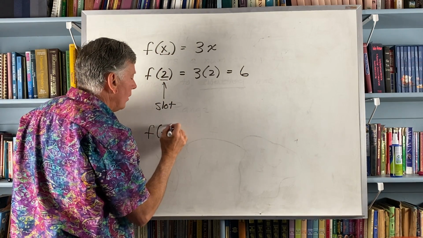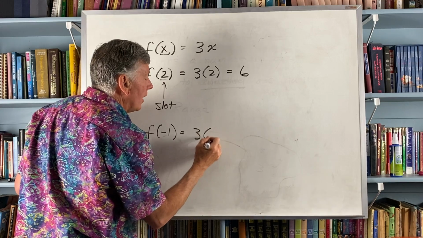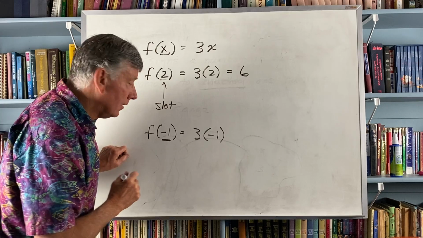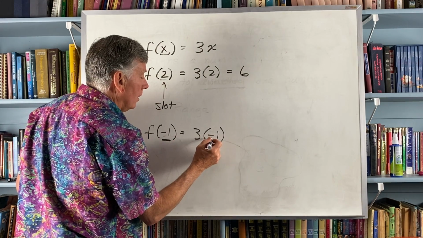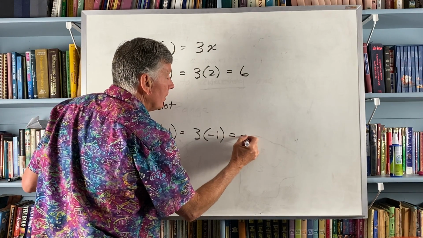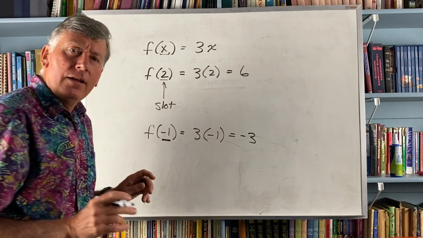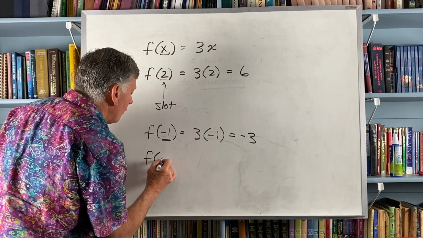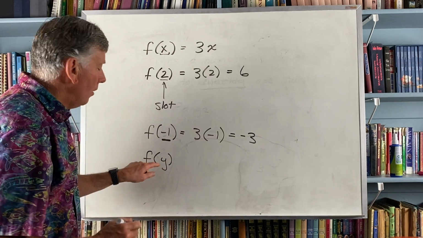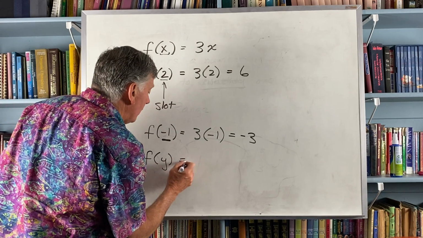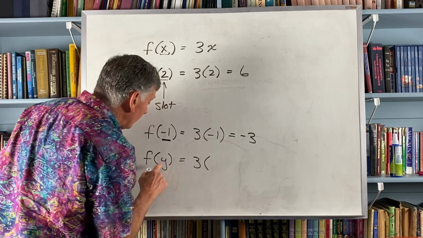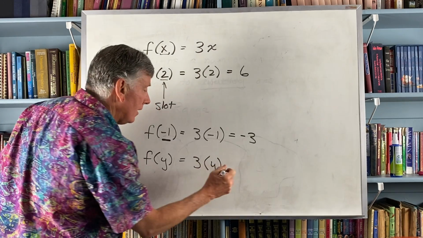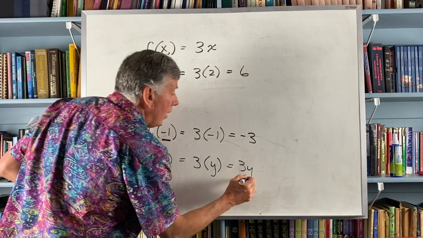F of minus 1 is going to be 3 times minus 1. Minus 1 is what's in the slot. 3 times minus 1 is going to be minus 3. Now let's put something else in. What is f of y? Y is in the slot. F tells us to take what's in the slot and multiply it times 3, and we get 3y.